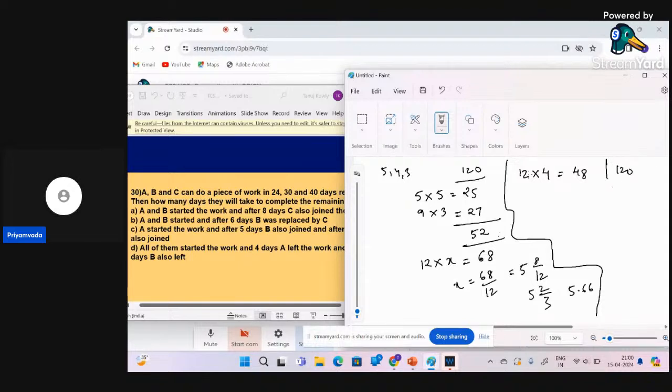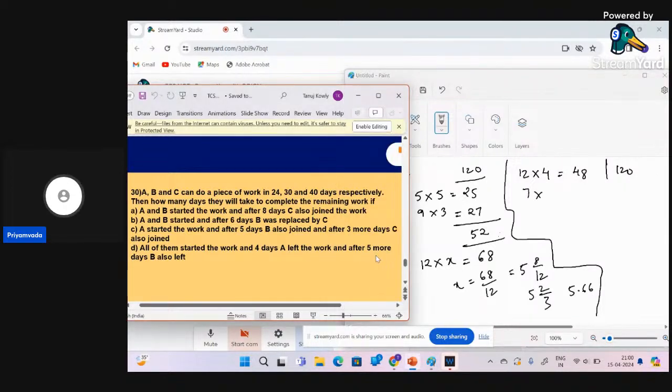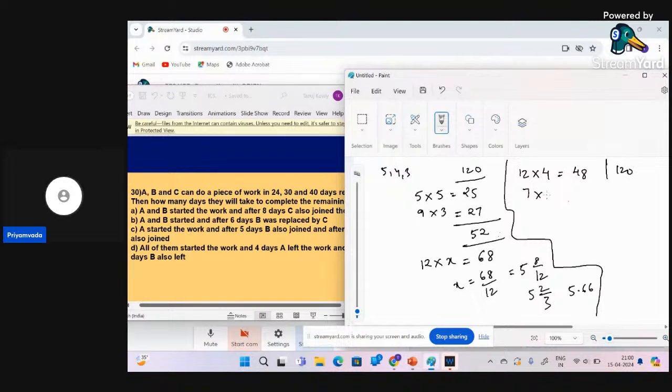Next, after 4 days, A left the work. If A left, how many parts of work are done per day? 7, because out of 12, you take out 5, that is only 7. After 5 more days, B left, which means for 5 more days, B and C work together. So 7 into 5 is 35. So out of 120, 48 plus 35 parts of work is done. That is 83.